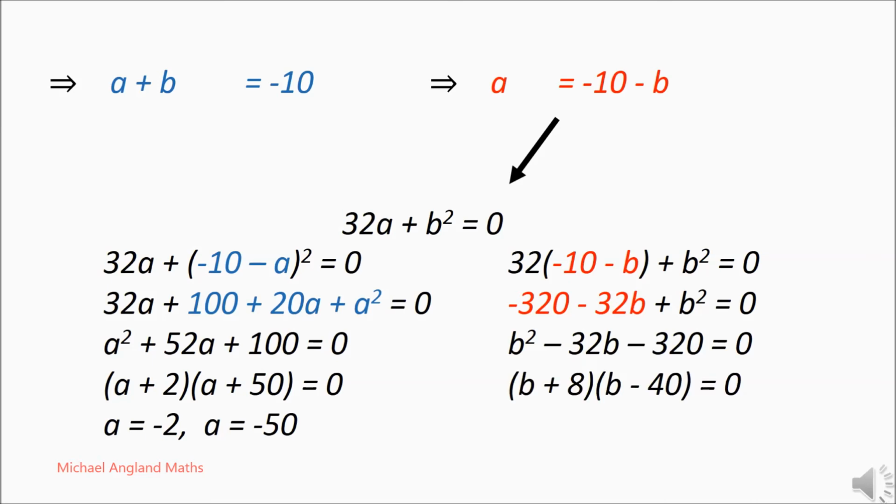The next step is to factorize. So we're looking for two factors of 320, which have a difference of 32, and that gives us B plus 8 and B minus 40. So if we have B plus 8 times B minus 40 is 0, as before, either the first factor is 0 or the second factor is 0. If the first is 0, we have B equals minus 8. If the second is 0, we have B equals 40. So B equals minus 8, B equals 40.